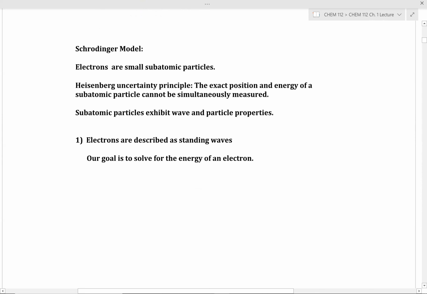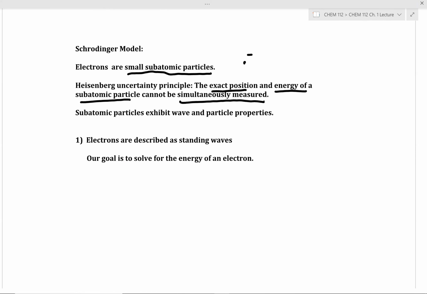Quite simply, let's start with the idea that electrons are small subatomic particles, so we'll draw them like a little dot. This is our little electron. Now, the Heisenberg uncertainty principle, in effect, tells us the exact position and energy of a subatomic particle cannot be simultaneously measured. So if we as chemists want to figure out exactly where our electrons are and exactly what their energies are, we're out of luck. We can't. There's a fundamental uncertainty in the position and energy.